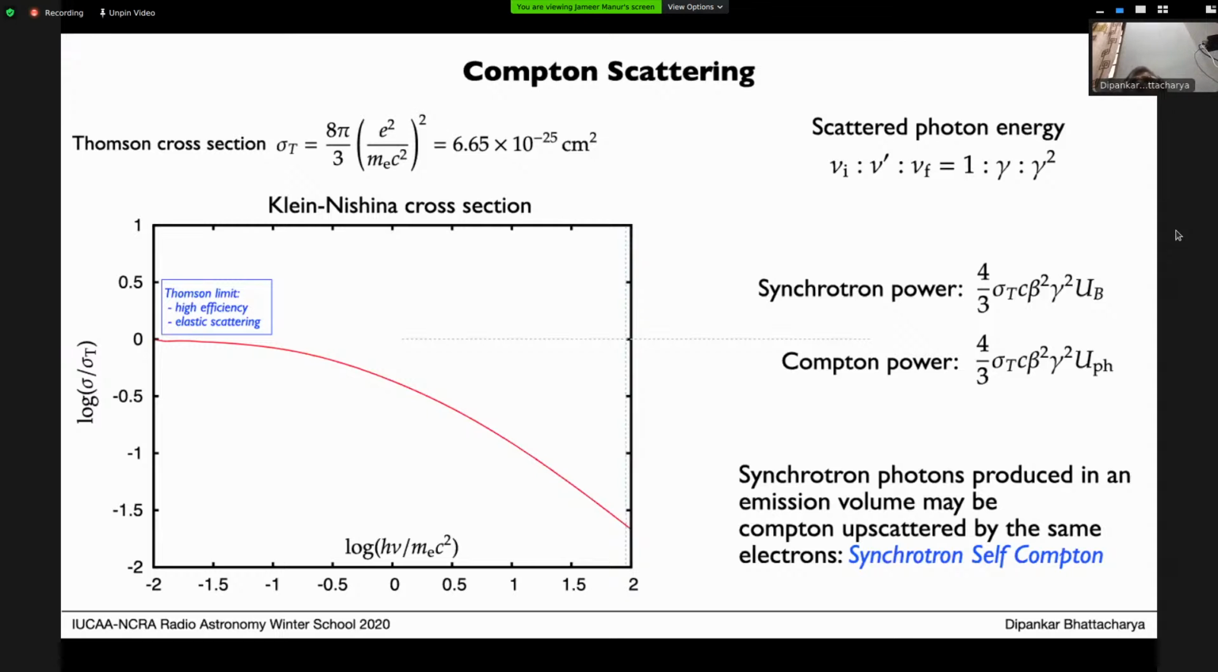Now, there are many sources where you have magnetic field, you have these highly relativistic particles, and these highly relativistic particles moving in the magnetic field produce a synchrotron radiation field. And these highly relativistic particles then scatter the same synchrotron radiation field in a Compton process and produce a high frequency Compton power. So this is called a synchrotron self-Compton process. Next slide, please.